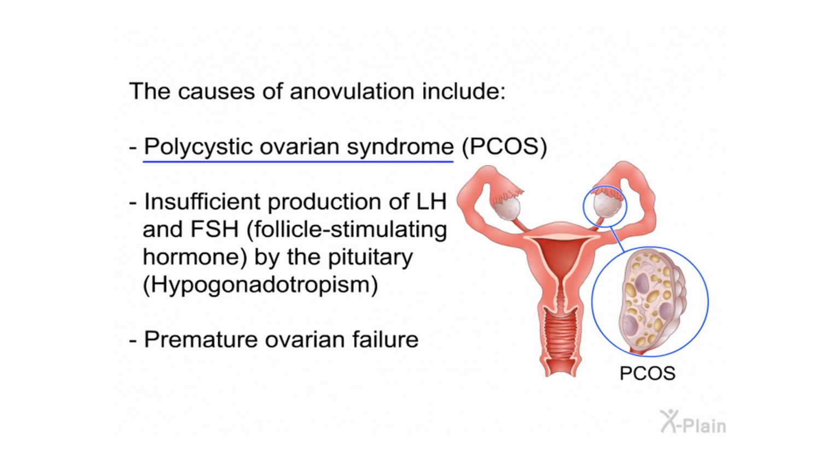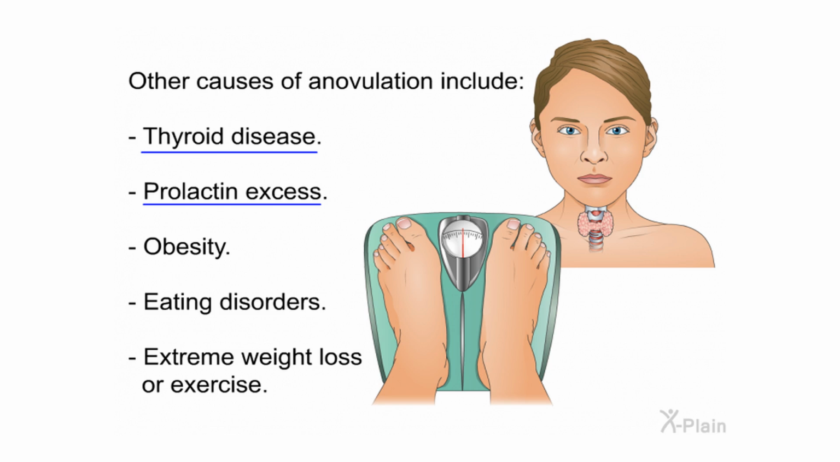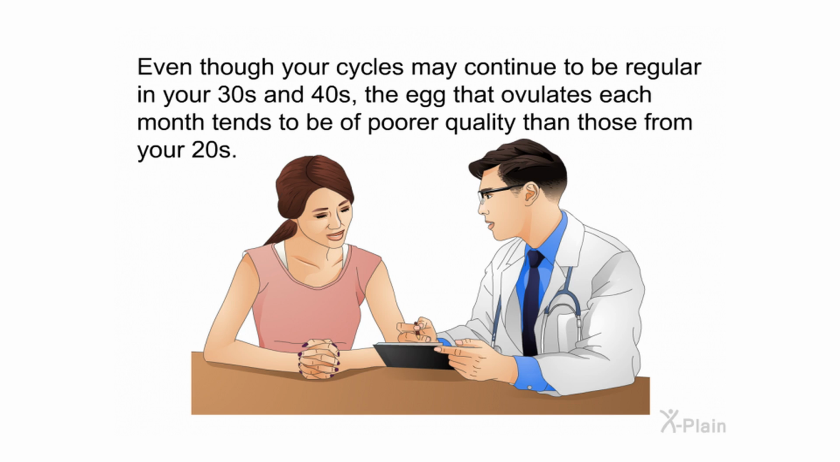The causes of anovulation include polycystic ovarian syndrome, PCOS, insufficient production of LH and FSH, follicle-stimulating hormone, by the pituitary, hypogonadotropism, premature ovarian failure. Other causes of anovulation include thyroid disease, prolactin excess, obesity, eating disorders, extreme weight loss or exercise. Even though your cycles may continue to be regular in your 30s and 40s, the egg that ovulates each month tends to be of poorer quality than those from your 20s.